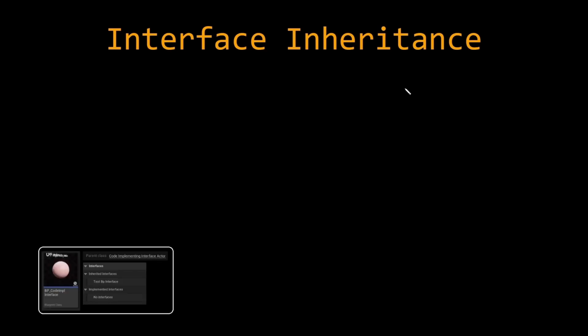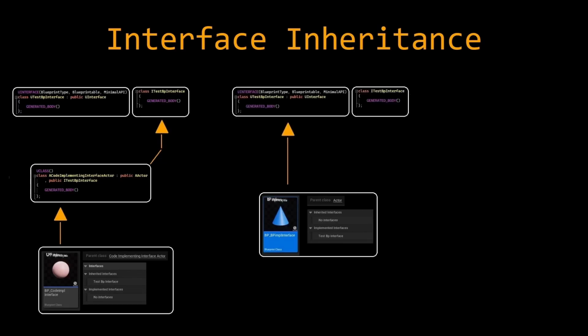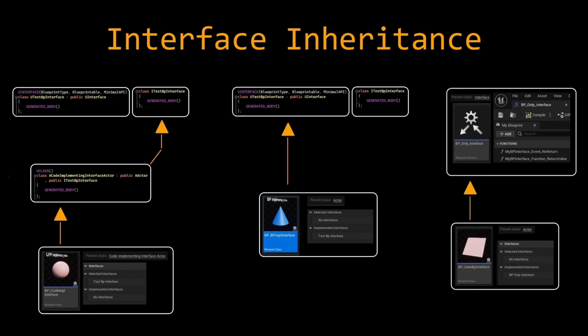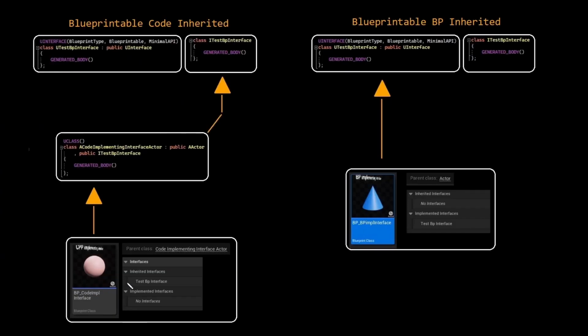And so to review that, we have a Blueprint actor that might inherit from a code actor, which inherits from the I interface. And we have a Blueprint only actor, which directly inherits from the U interface. And then for the Blueprint only side of it, it's a Blueprint actor inheriting from a Blueprint asset. So that's how the inheritance works between the three. And this is also how it works for code only. For code only interfaces, it only does that part.